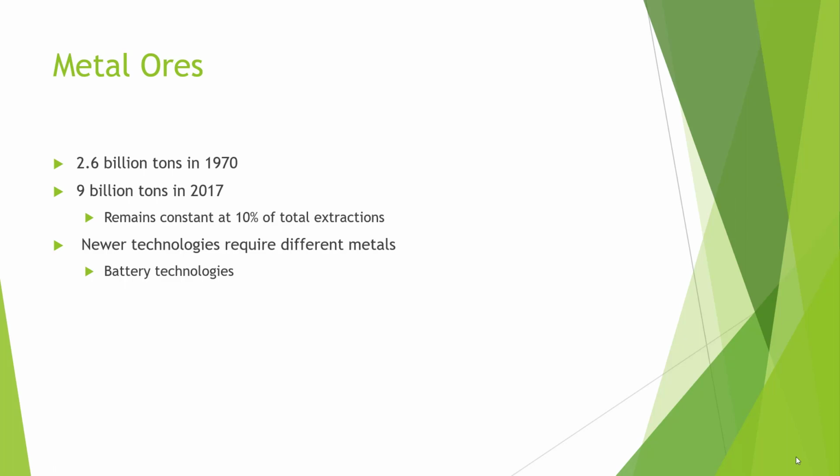Metal ores, 10% of extractions, it's constant. 2.6 billion tons in 1970, with the increase in industry and industrial revolutions in some developing countries. We mine 9 billion tons of it now. And newer technologies require different metals, and you can think of battery technologies. So think how a battery has evolved over the years. We've gone from alkaline, AA, AAA to lithium ion. So we're using different chemicals and different metals inside batteries.